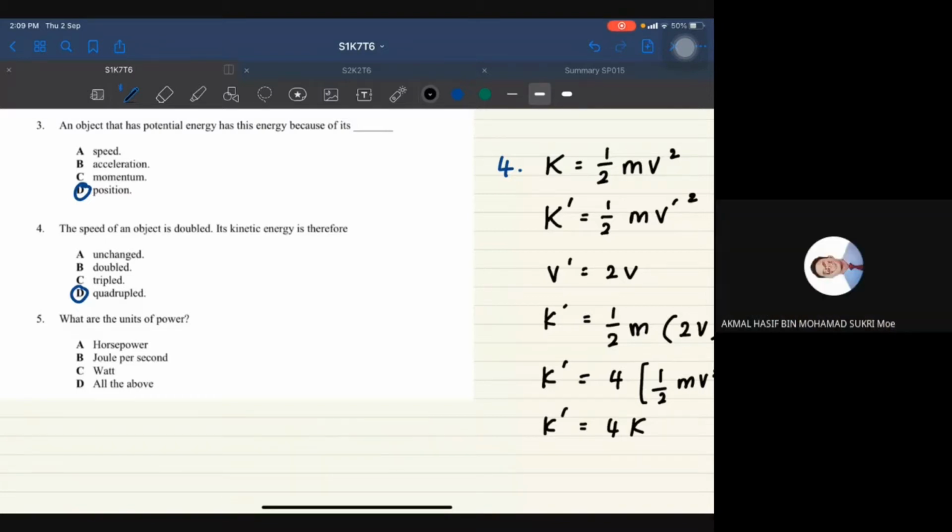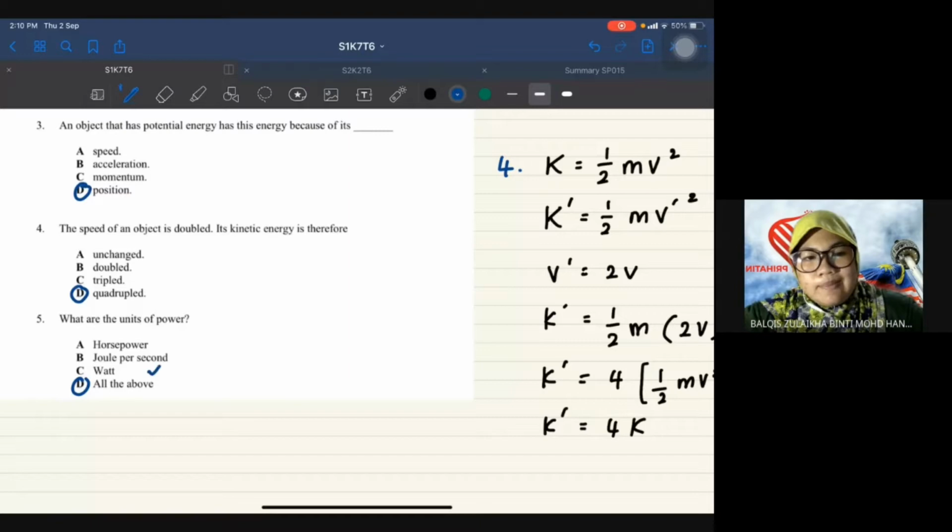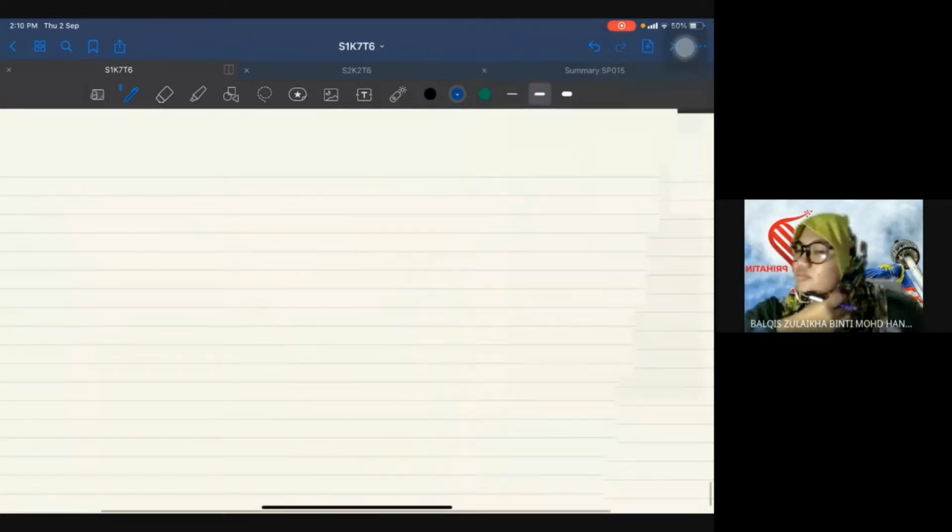Yes, the answer is donkey. So you know that watt is obviously the SI unit. That is correct. Joule per second comes from the formula delta E over delta T. So that one's joule per second. Horsepower, actually this one is also a unit of power, except that most of the time they use this one for engines. Okay, moving on to the next one.